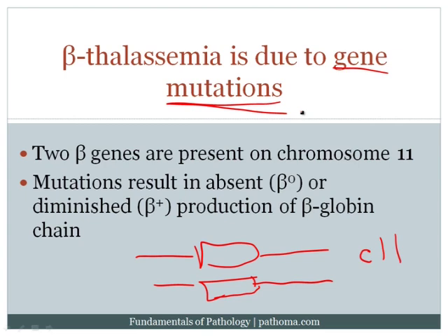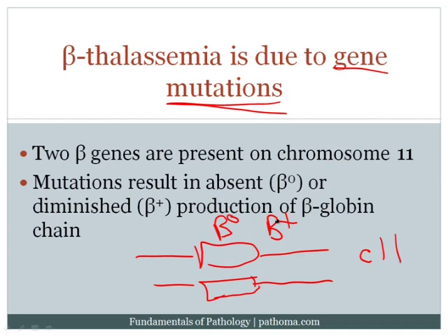Now, these mutations can create a variable production of beta chain. If the mutation results in complete knockout of the ability to produce beta chain, then we call that beta null. And if the mutation results in decreased production of beta chain, then we call that beta plus. So these are the 2 possibilities. Now, this creates a wide spectrum of disease. So, for example, a patient could have a normal beta and then beta plus, or a patient could have beta plus, or a patient could have beta plus beta null, or a patient could have beta null. So there are a lot of permutations of beta plus and beta null that could exist.